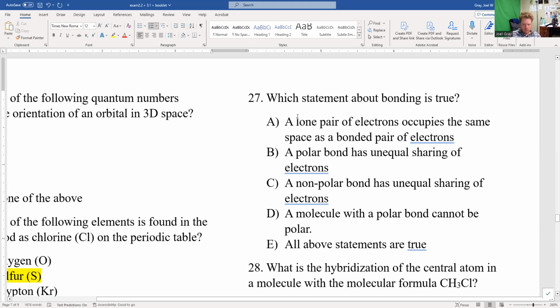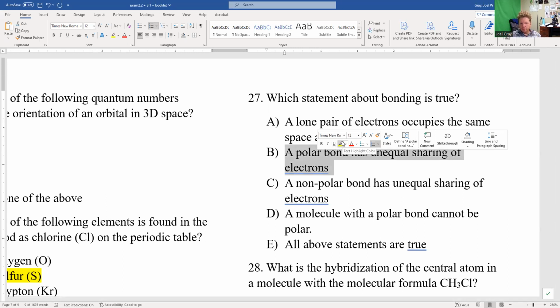Okay. So option A, a lone pair of electrons occupies the same space. Not true. Option C, a nonpolar bond has an unequal sharing of electrons, sorry. Untrue. D, well, if a molecule has a polar bond, in the case of carbon dioxide, it has two polar bonds that are directly across from one another, and carbon dioxide is a non-polar molecule. So our best answer for this was B, our definition of a polar bond. All right, I'm going to stop right here, and I'll catch you in the next video.